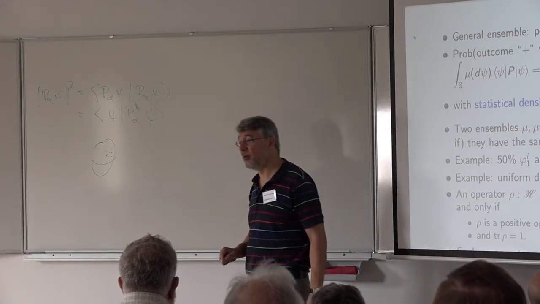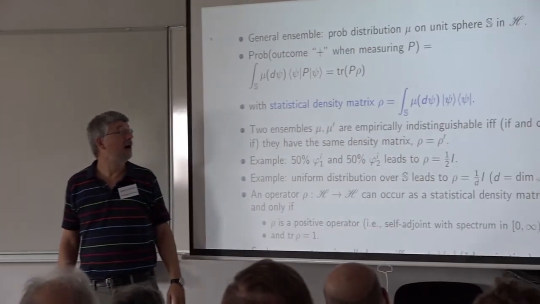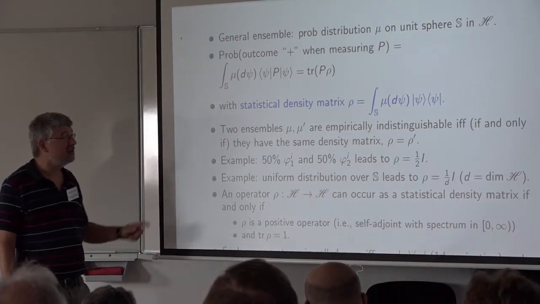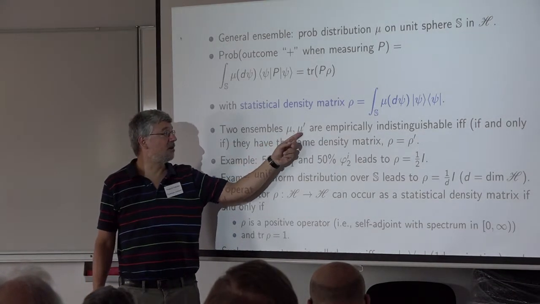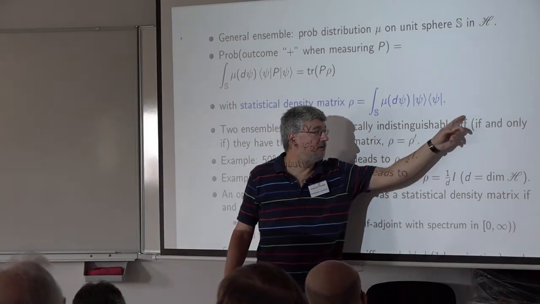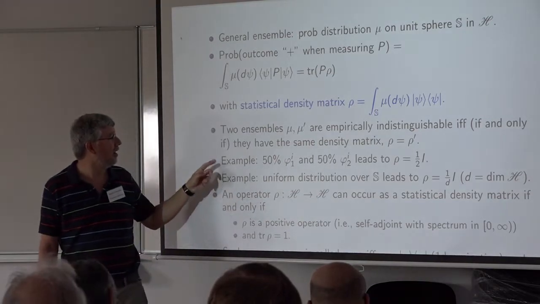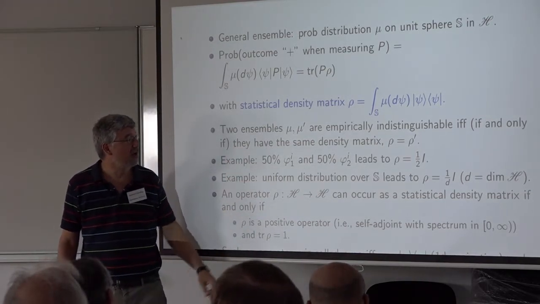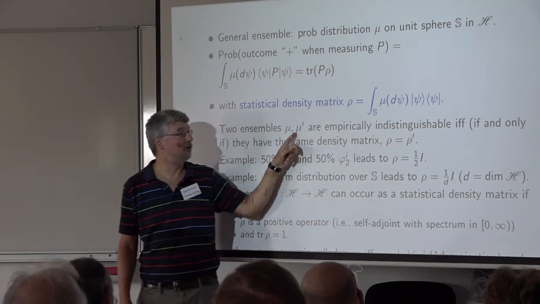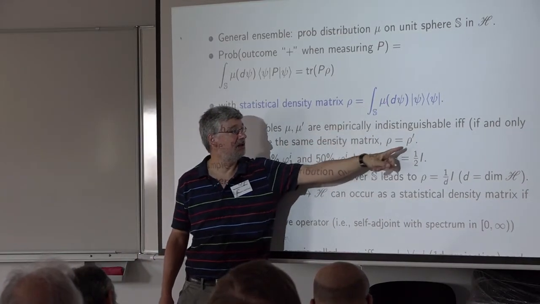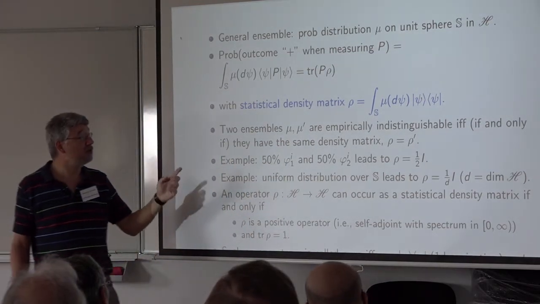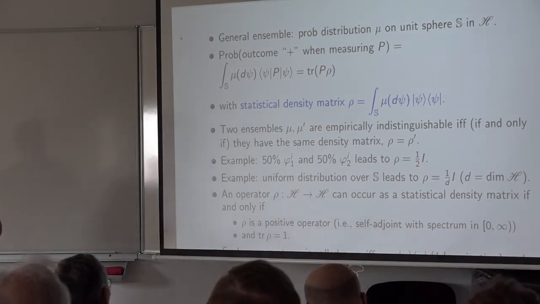Now consider two different ensembles, mu and mu prime. A reasoning analogous to what I had on the previous slide leads to the following conclusion. Two ensembles, mu and mu prime, are empirically indistinguishable if and only if, I will often write IFF or if and only if, they have the same density matrix. So if the density matrix rho prime, which is the analog of this expression for mu prime, where you just replace mu by mu prime, and rho is the density matrix associated with mu, are equal.